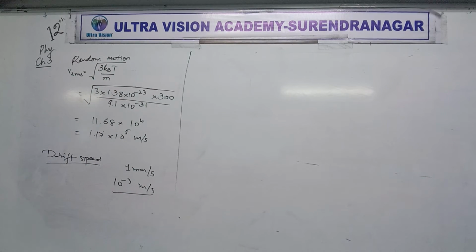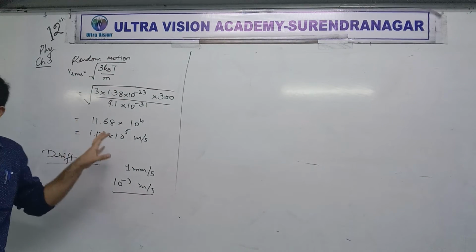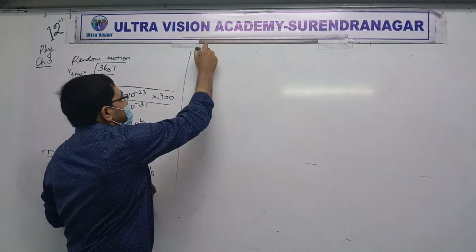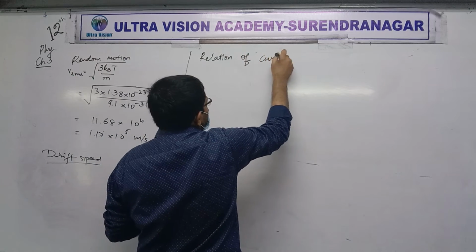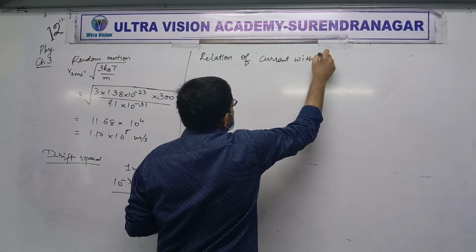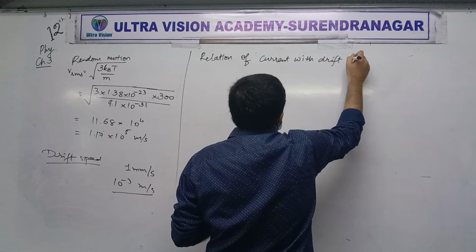Now, let's go over to the next topic. This drift speed is understood. Now a very important relation of current with drift speed or drift velocity.